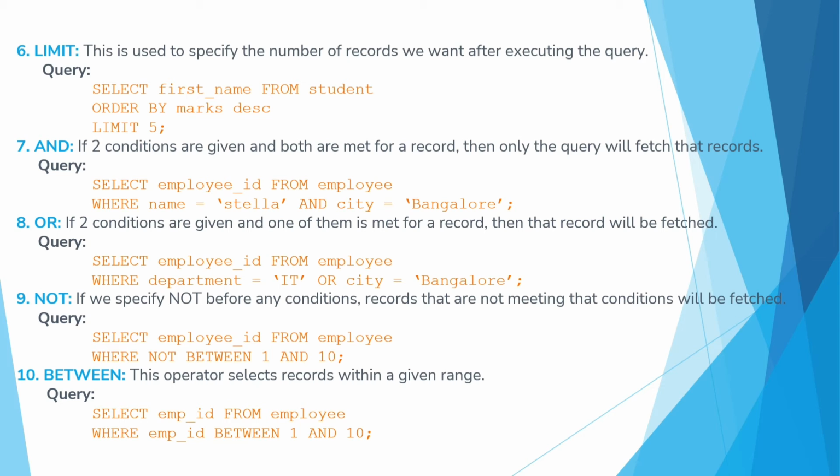Next comes the between command. This operator selects records within a given range. Its sample query is like select employee ID from employee where employee ID between 1 and 10. So the IDs which are in between 1 and 10 are fetched from this query.